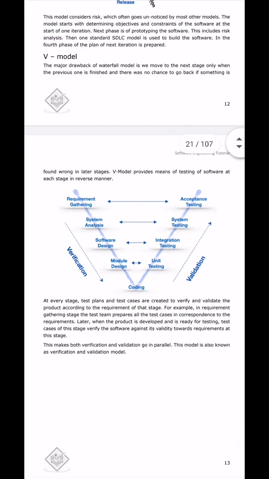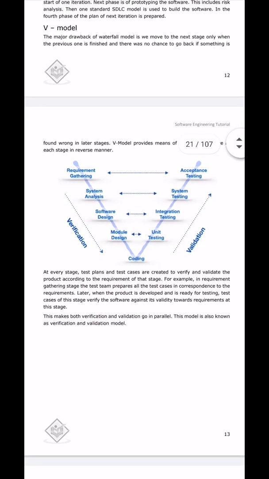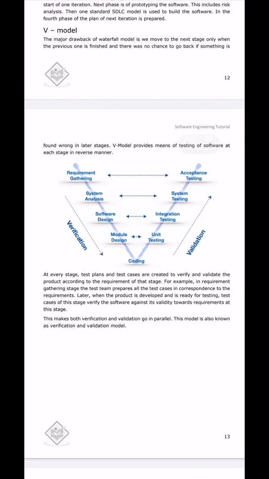In this model, if you look at the diagram, testing is performed at each and every level to check whether things are right or not. For example, when we gather the requirements, we have an acceptance test at the user end to check whether these requirements are okay or not. For system analysis, we have system testing at the other end of the validation. If we have a software design, there is an integration test on the other side. If there is a module design, there is unit testing on the other side.